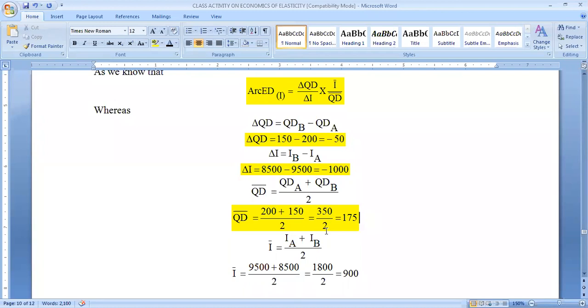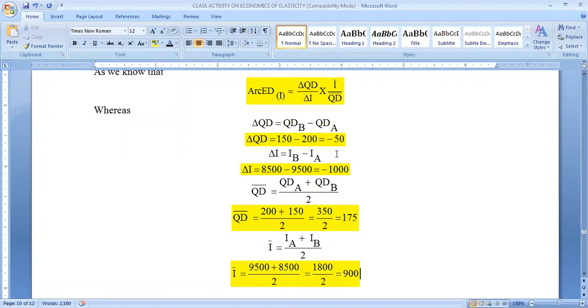Component 4 is I bar, which is the average income of the 2 points, IA plus IB, with the sum divided by 2. Income at point A is 9500, while income at point B is 8500. The sum is 18000, and we divide 18000 by 2 to obtain the answer 9000. So I bar equals 9000.